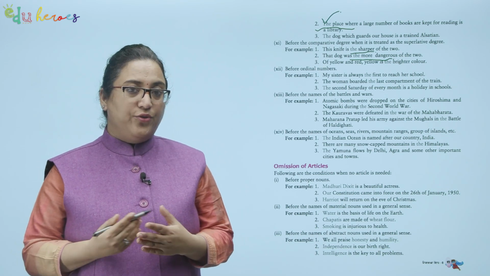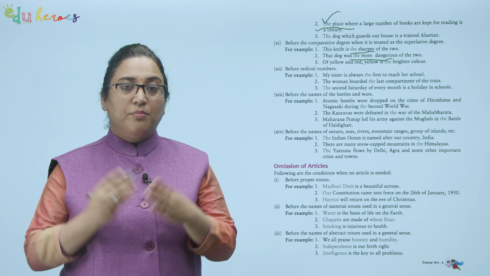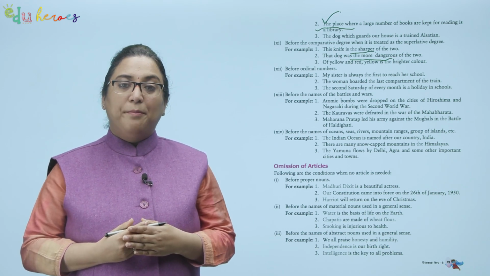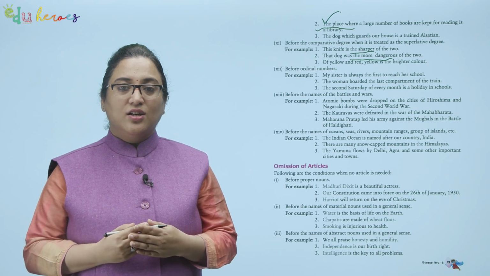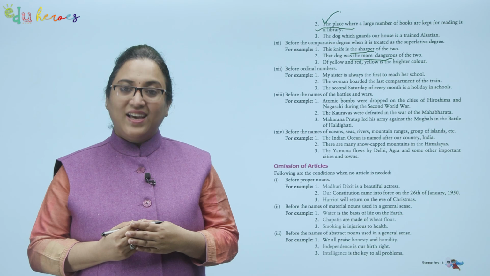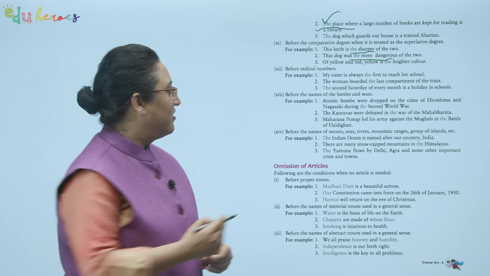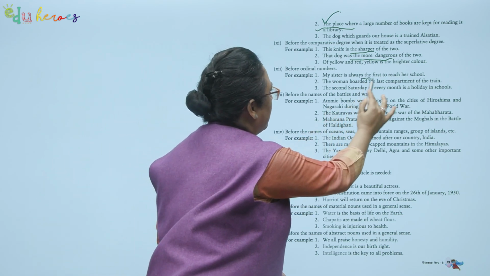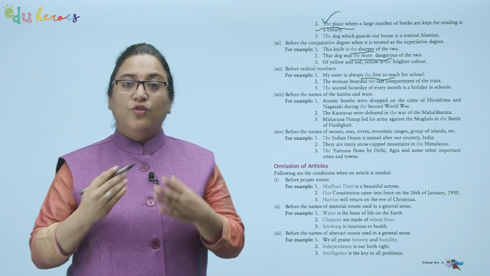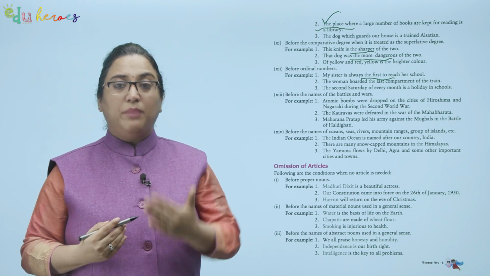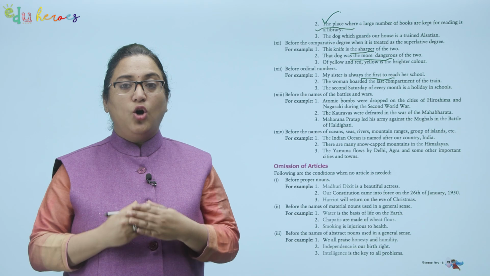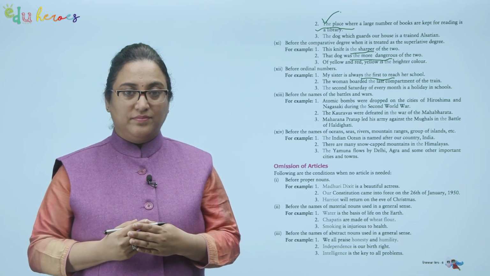Another way of using the is before ordinal numbers. For example, my sister is always the first to reach her school. So, what is the ordinal number here? Yes, you're right. First. The first. Similarly, the woman boarded the last compartment of the train. The second Saturday of every month is a holiday in schools.